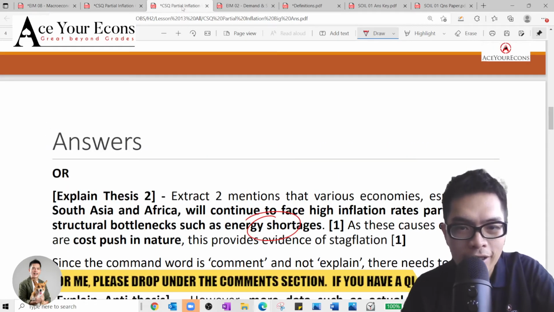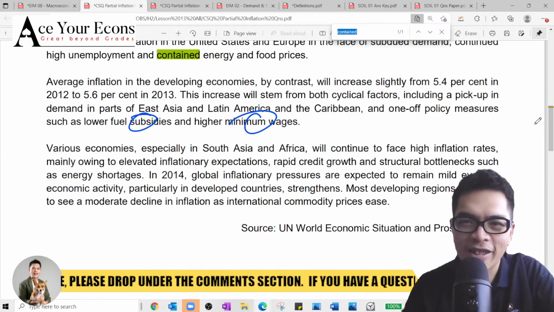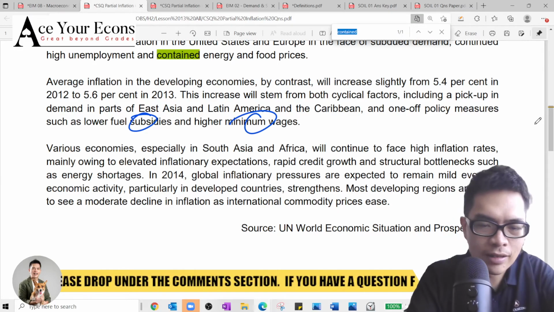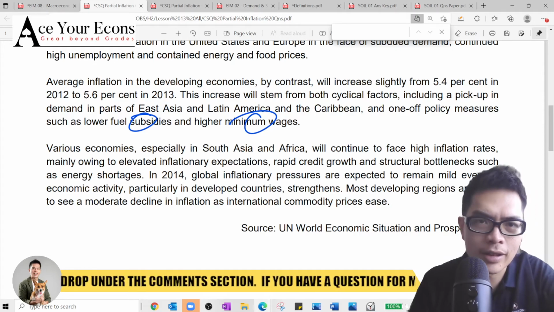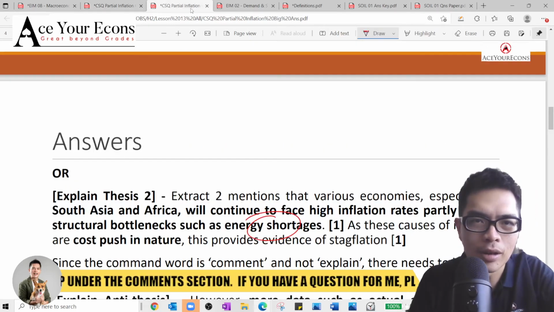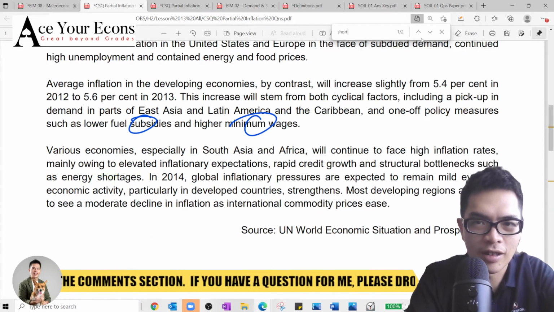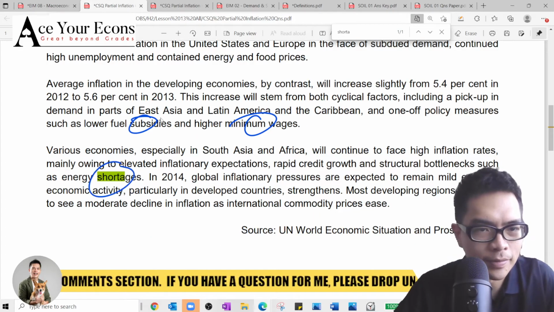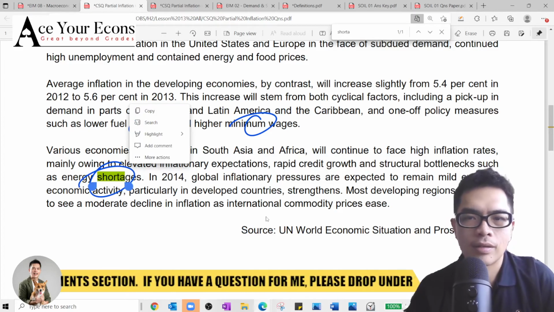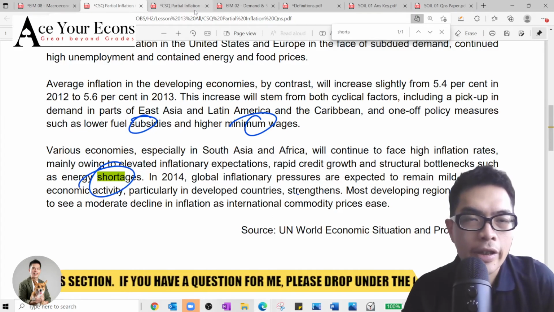Anyone can tell me? You know, I relied on a search function. What's the keyword? Anyone can tell me? Shortages. Shortage. See, this one. So what does it suggest?